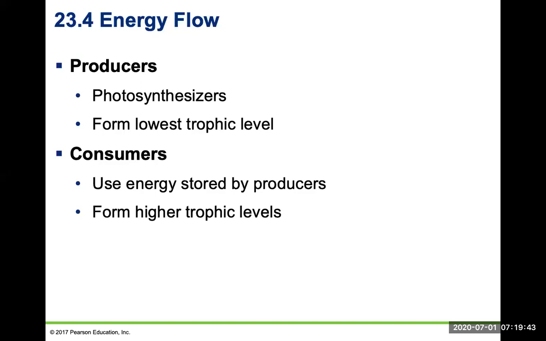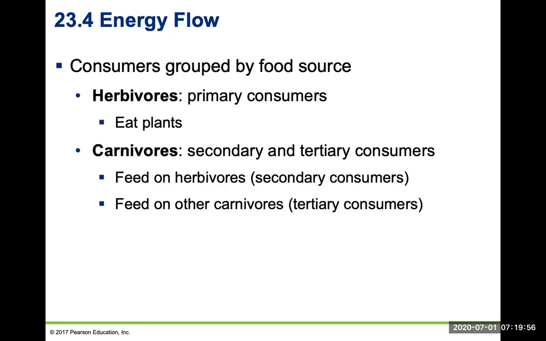Producers are photosynthesizers. They form the lowest trophic level. So our producers will always be plants, and consumers use energy stored by the producers. There'll be higher trophic levels because they will feed on the producers. Consumers can be grouped by whether they eat plants, those are herbivores. They'll be primary consumers because they'll be at the level right above those producers, the plants.